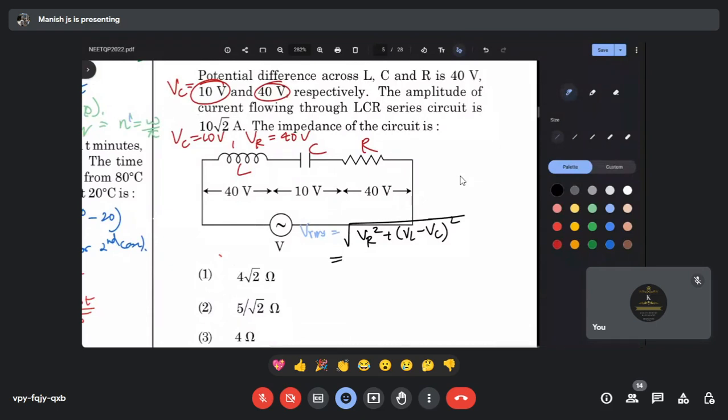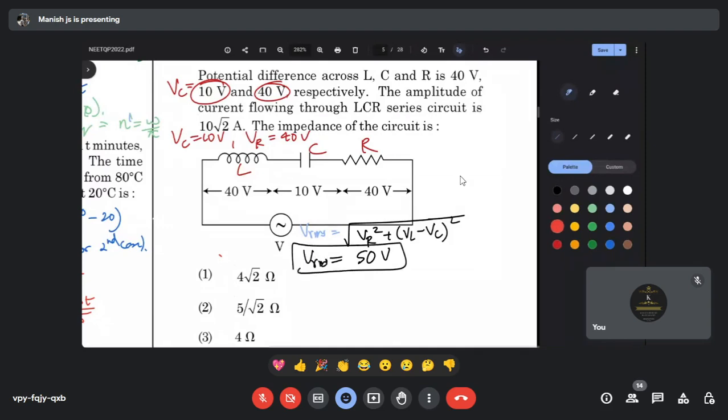How much you will get then VRMS? இதை substitute பண்ணி simplify பண்ணீங்க அப்படின்னா how much you're getting? 40 square plus 40 minus 10. 40 minus 10 is anyways 30. So root of 40 square plus 30 square எவ்வளவு வருது? 50 வருதா? I'm getting 50. Okay, I hope you are also getting 50. So VRMS directா கண்டுபிடிச்சிடலாம் இப்படி.